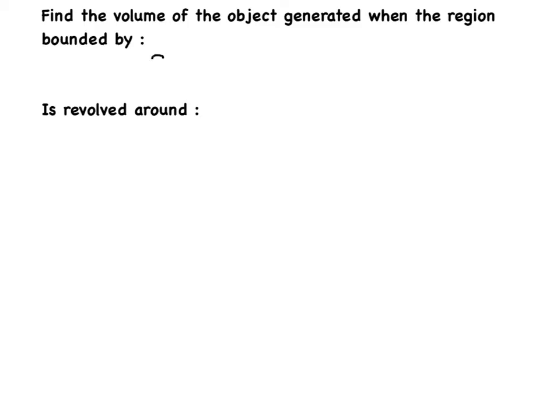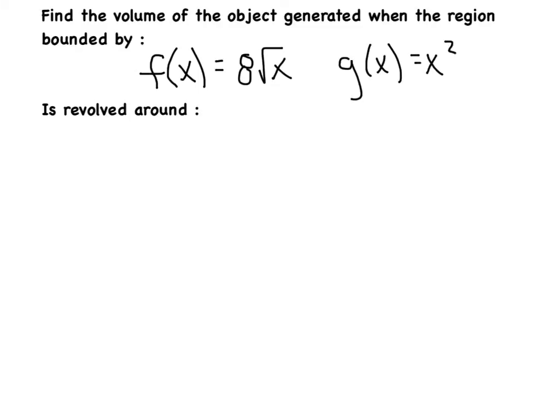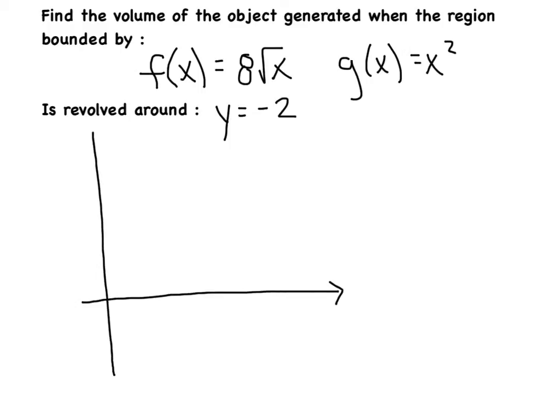What I'm going to do here for a bunch of these is stick with the same functions just to simplify things so we can really focus on our setups and identifying our radii. So g of x is going to be x squared. This time I want to revolve it around the line y equals -2, so just 2 units below the x-axis. Let's put our x-axis a little bit higher this time. I've got my x squared, and I've got my 8 radical x, and we know that they intersect at 4, 16. And this time I'm going to revolve it around the line y equals -2.